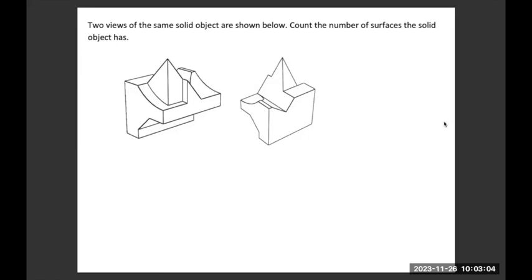Please use the first view on the left side for counting the total number of surfaces. Use the second view only to gauge or count the surfaces which are left behind, okay? Just count the surfaces on the left side because that is showing the maximum number of twists and turns and different surfaces. After that, go to the right side view, which is provided, and then count the remaining left behind surfaces. Don't get mixed up in this.